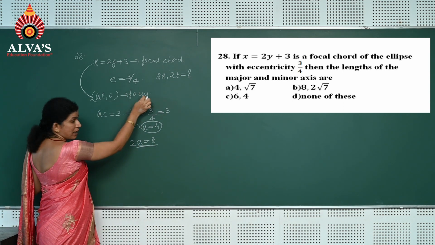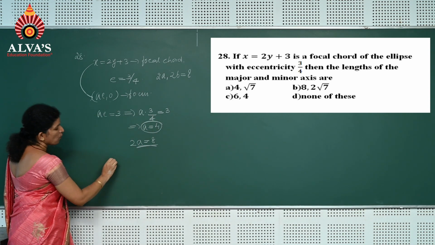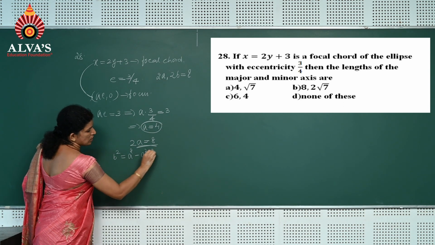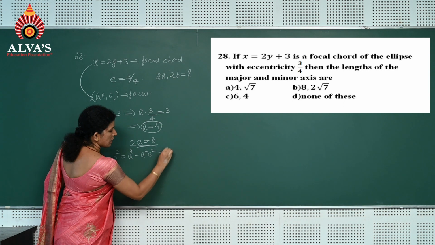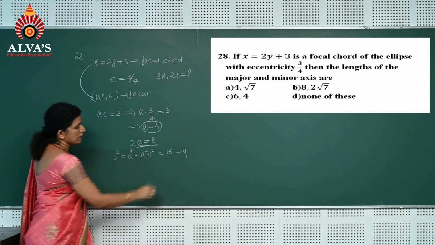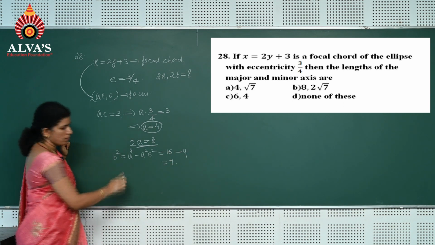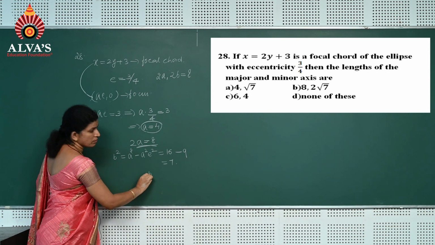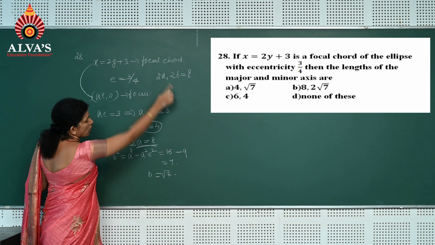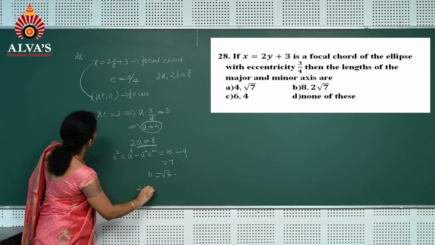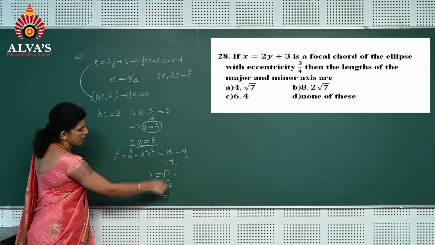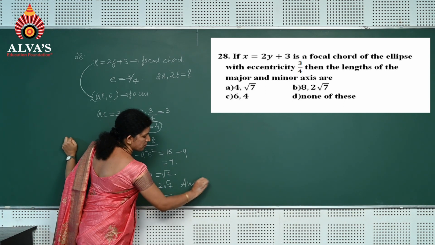Now the length of the minor axis we want, that is b we want. We know b square = a square minus a square e square. a square is 16, minus ae is 3, so (ae) square is 9, that is 16 minus 9, that is 7. b square = 7, so that b = root 7, so that the length of the minor axis 2b = 2 into root 7. So the answer is 8 and 2 root 7, that is answer is B.